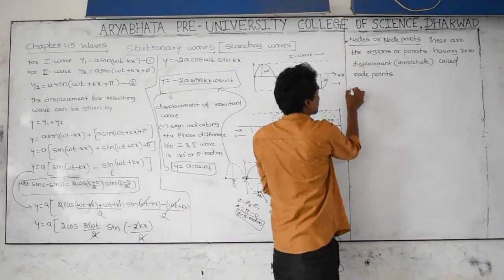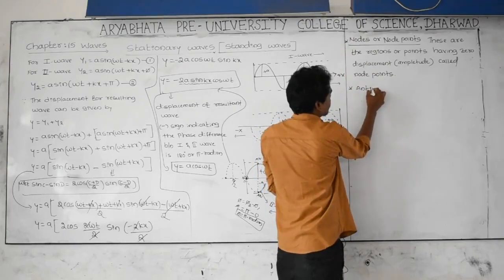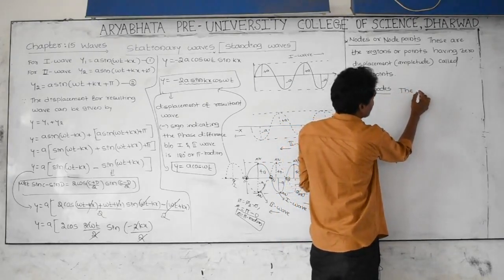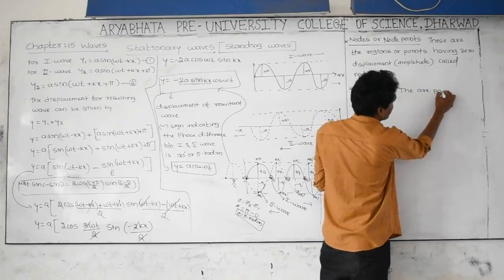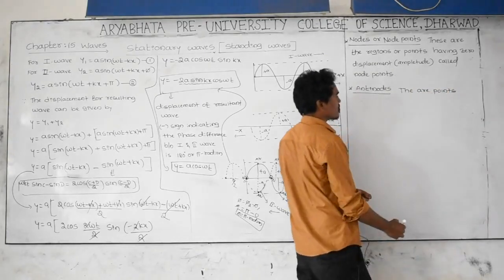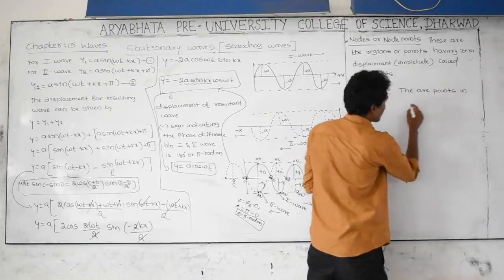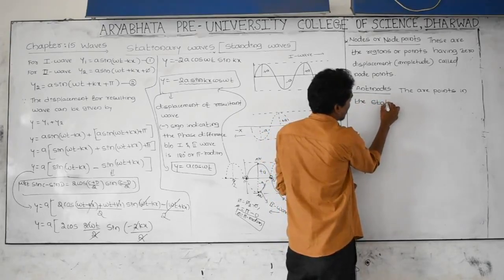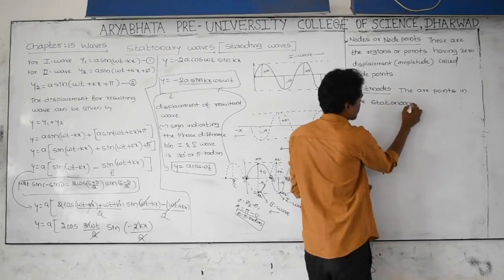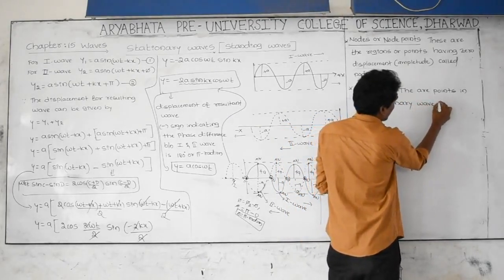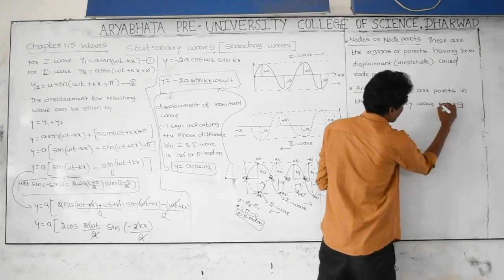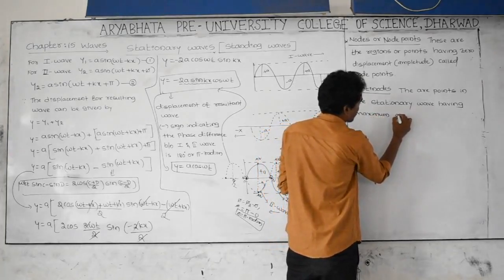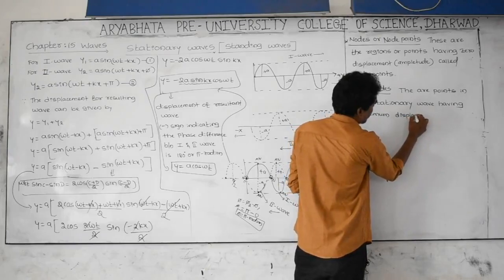And another term is antinodes. What are antinodes? These are the regions or points in the stationary wave having maximum displacement, or maximum amplitude. Points having maximum displacement are called antinodes.